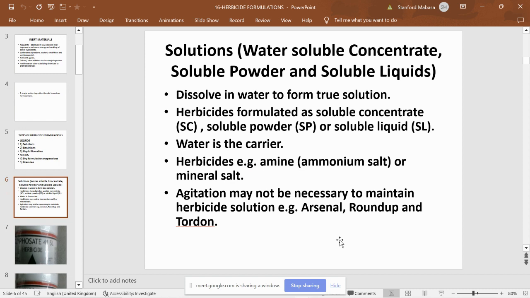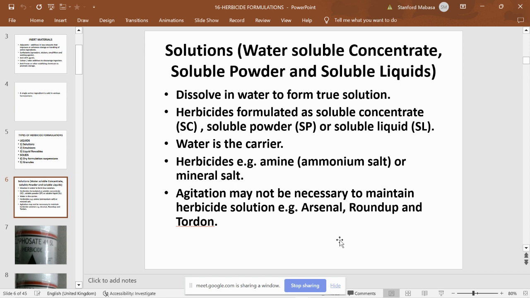These are water soluble concentrate or soluble powder and soluble liquids. You may find that I'll also discuss soluble powder under dry formulations. Now, these dissolve in water to form true solution. They can easily dissolve. So herbicides can be formulated as soluble concentrate and it can be designated SC. Soluble powder, it can be SP or a soluble liquid SL.